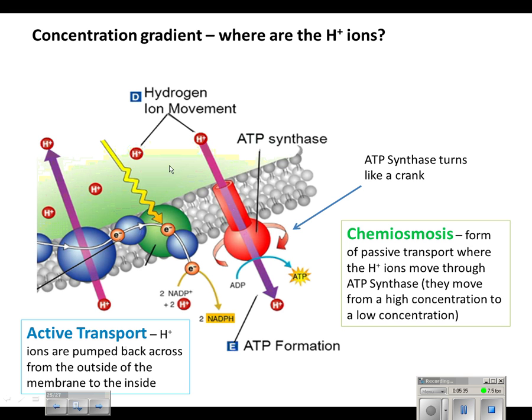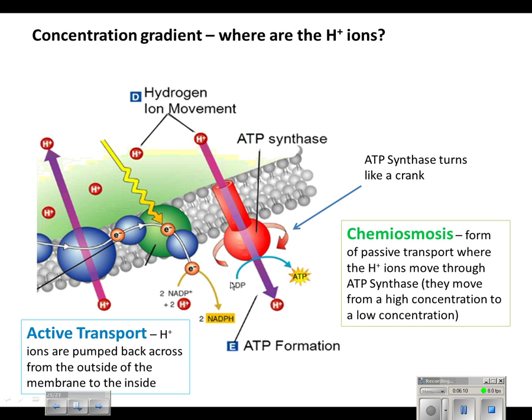And then, because we have more inside the thylakoid, they're going to move through a process called chemiosmosis. Now, you should recognize osmosis as the movement of water across a membrane, while chemiosmosis is a form of transport that's passive, where the hydrogen ions move through ATP synthase. Remember, synthase is an enzyme. They move through ATP synthase because of that concentration gradient, from a high concentration to a low concentration. When that happens, that causes ATP synthase to turn, like a crank.